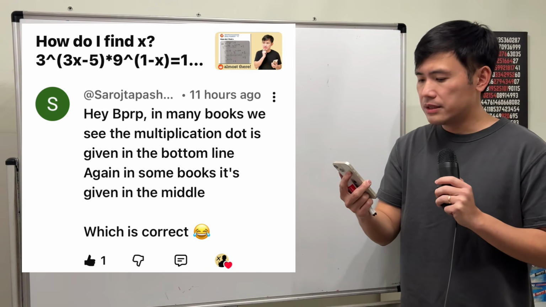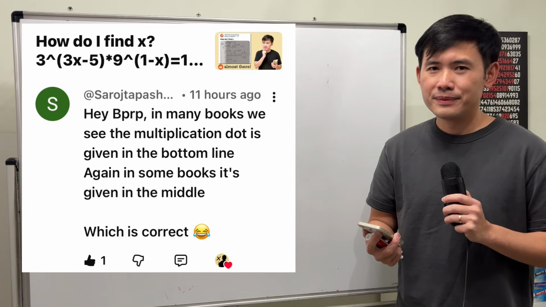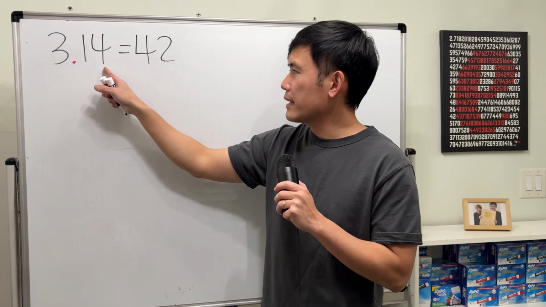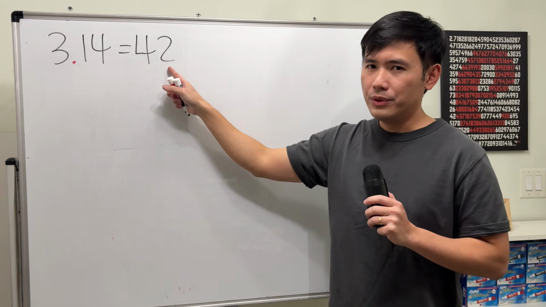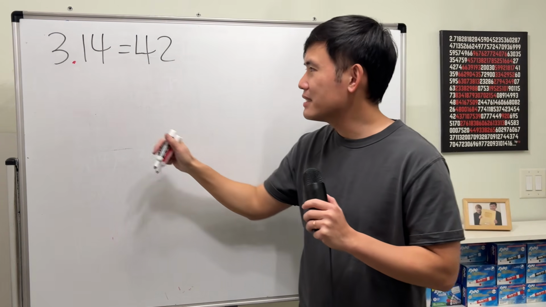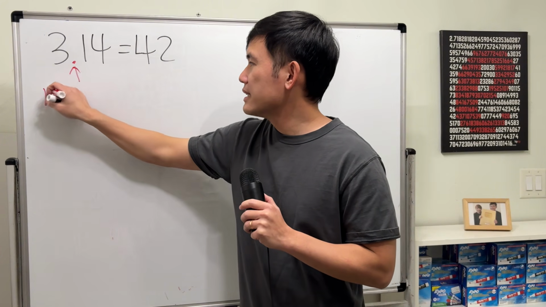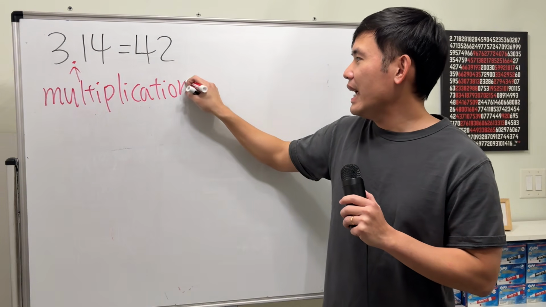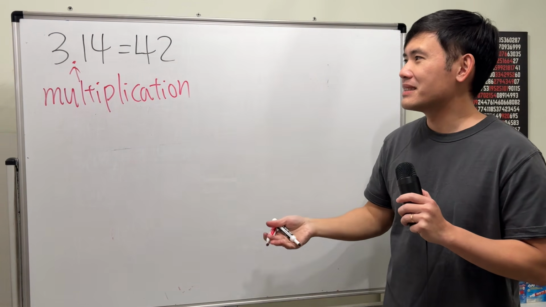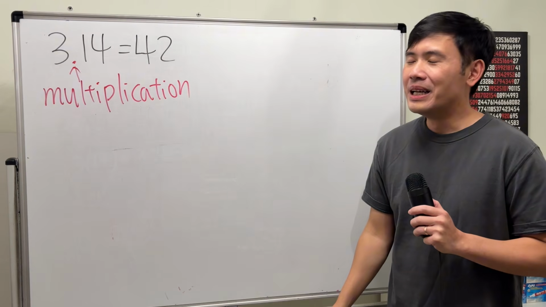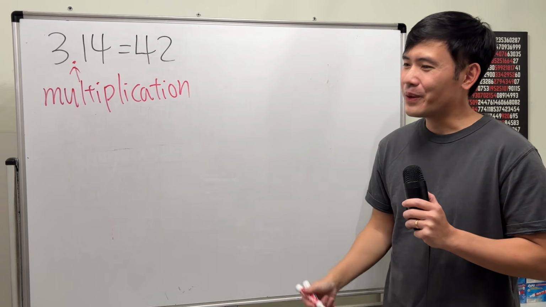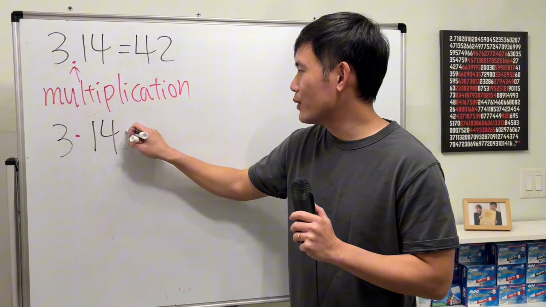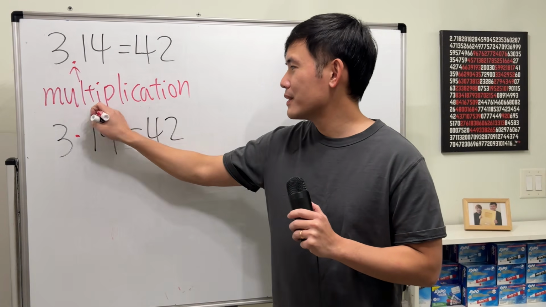Again, in some books, it's given in the middle, which is correct. So, we are saying that if somebody writes 3·14 like this, and the answer is 42, that's actually correct, because they are treating this little dot right here as the multiplication symbol. And of course, if you write this down in my class, that doesn't make sense. So, what's going on? Don't we write 3 multiply 14 like so, and the answer is 42 like this?